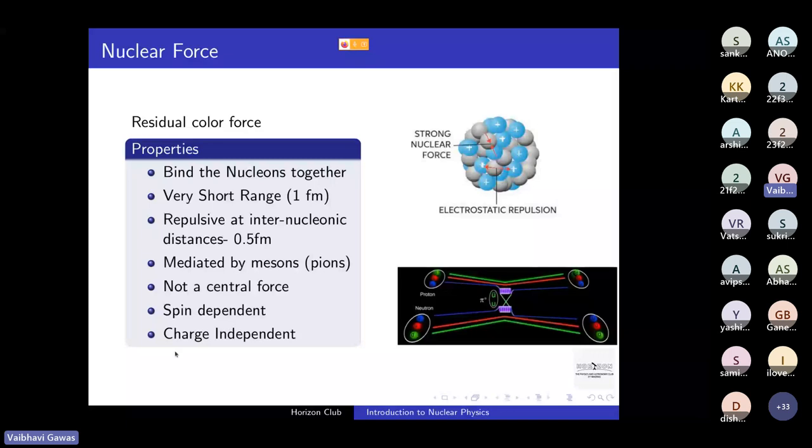And the final property: because it is a color force, it is entirely dependent on just the color quantum numbers, and it is independent of the charge of the system. So the force between a proton and a neutron would be the same as the force between a proton and a proton.